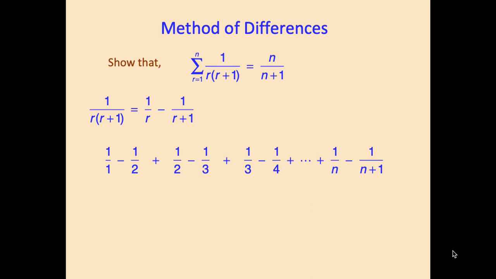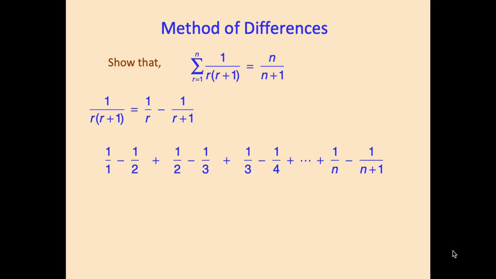the series as 1 over 1 minus 1 over 2. The second term is 1 over 2 minus 1 over 3. The third term is 1 over 3 minus 1 over 4, and so on. And the last term is 1 over n minus 1 over n plus 1. And you'll notice that in this series we've got minus a half plus a half, minus a third plus a third. So we have a telescoping situation, and all the middle terms eliminate each other.